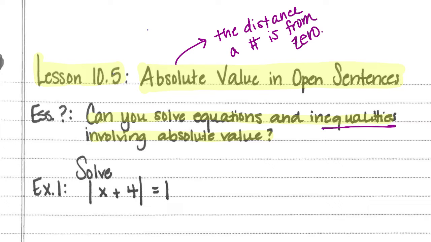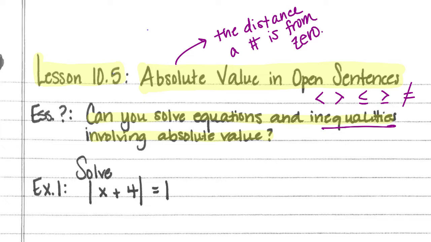And an inequality is less than, greater than, less than or equal to, greater than or equal to. Sometimes it's even a not equal. So the thing we have to talk about right here when we're solving example 1, if I have the absolute value of x plus 4 is equal to 1, remember that number, because of the absolute value, that number can be a negative number or a positive number.